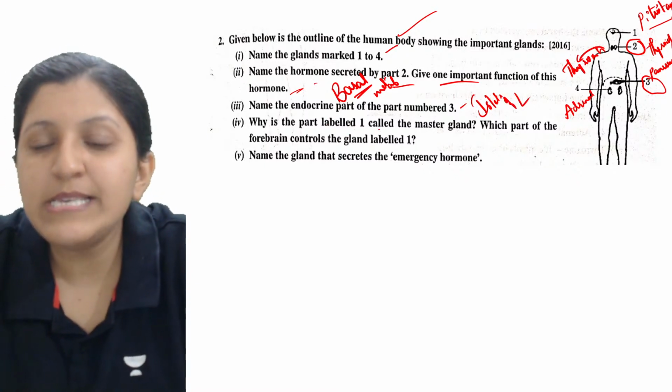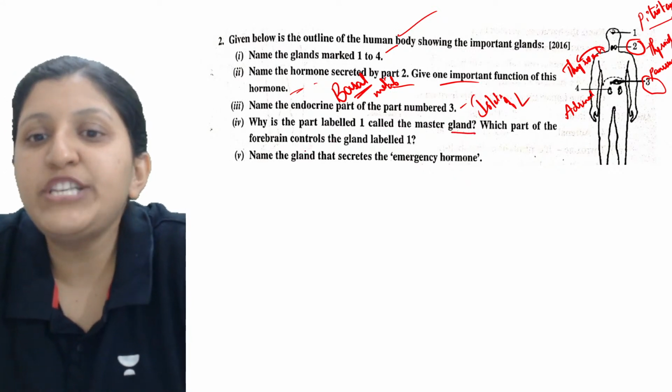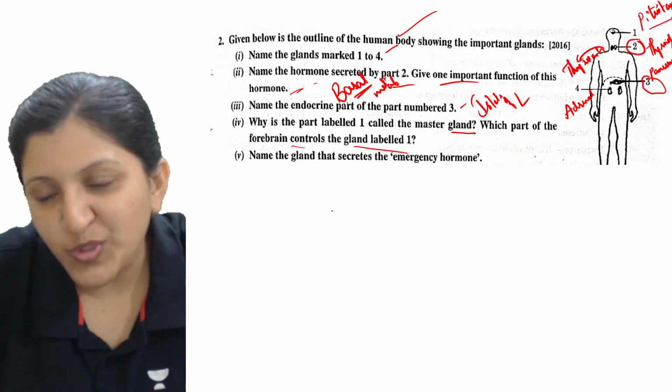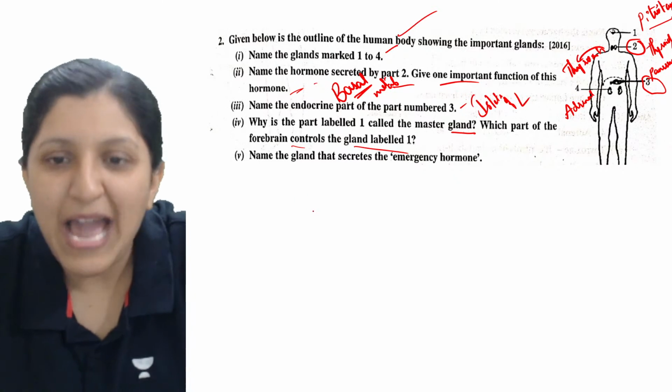Okay, so why is the part labeled 1 called the master gland? Which part of the forebrain controls the gland labeled 1? So which part of this forebrain controls this pituitary gland? It is the hypothalamus.